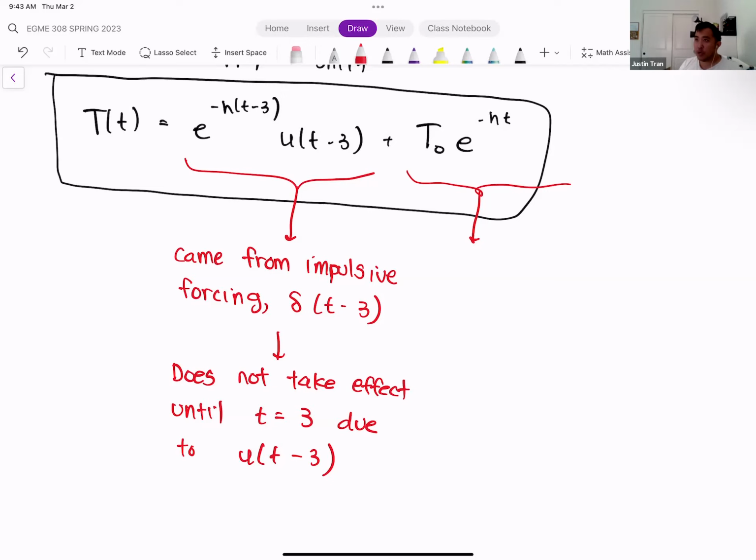Whenever you have any kind of impulsive forcing or step forcing that's occurring at some time in the future, then the solution can't really react to that until that forcing actually occurs. So use that as a mental check whenever you're doing these kinds of problems with step and impulse functions. On the other hand, we have the second term here. If you trace back the math from where we came from, this term came as a direct result from the initial condition.